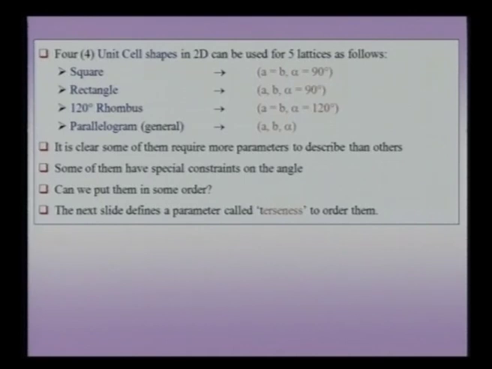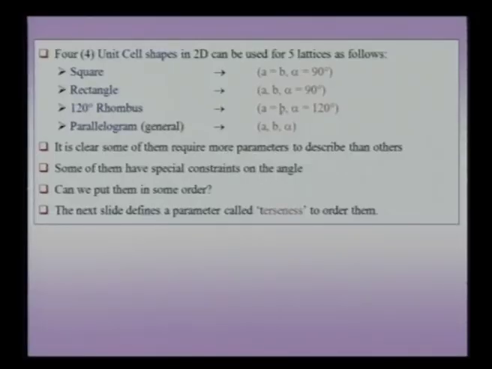We had also seen that 4 unit cell shapes are typically used to describe these 2-dimensional lattices. We will have a few more things to say now before we go ahead and actually take up the 5 different 2-dimensional lattices in detail. That we have these 5 2-dimensional unit cells, it is clear that some of them have expenditure of more lattice parameters as compared to some of the others, and some of them have a certain constraint on the angle.